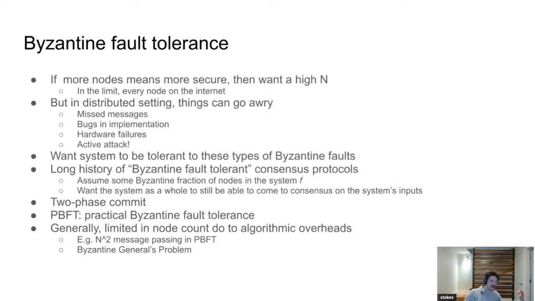Like your refrigerator could participate, your computers at home, all the computers in these data centers, your car driving down the highway. You can imagine everything connected to the internet can participate in this protocol. And then you have an incredibly high number of nodes. It becomes incredibly hard to attack the system.